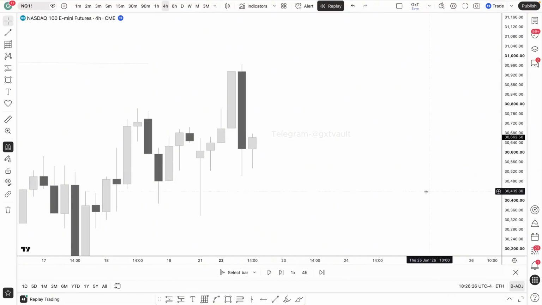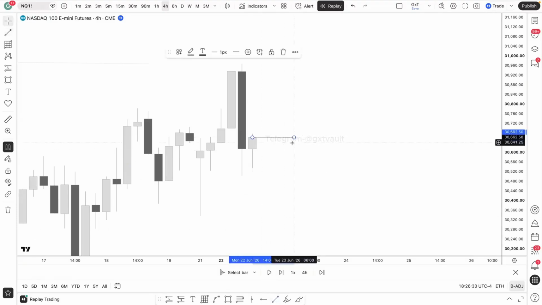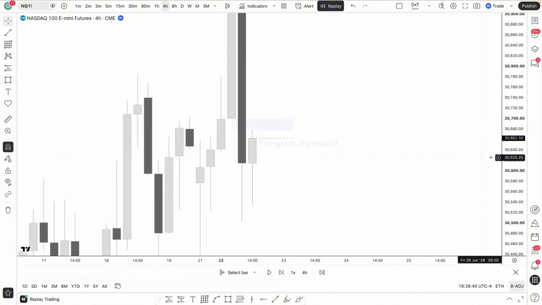So here we are on the 4-hour time frame, and as you can see, we have a key level close to the daily open. This is going to be that daily open, and yes, we do. As you can see, we have that 4-hour gap. So that's going to be our refined key level.